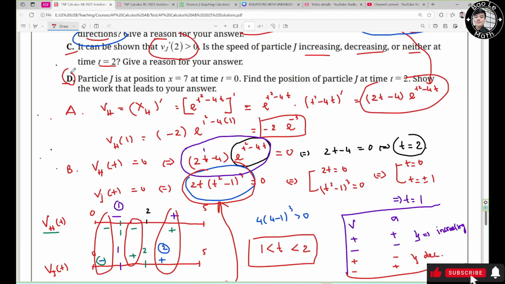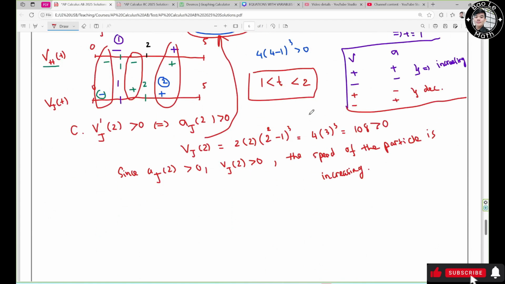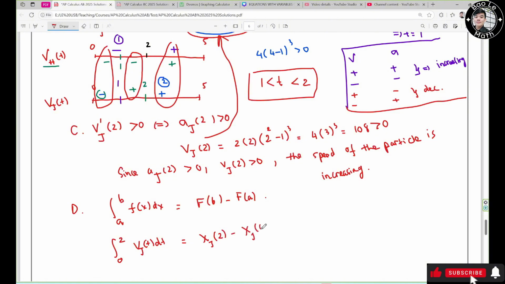Now let's move on to question D. The particle j is at position s equals 7 at time t equals 0. Find the position of the particle j at time t equals 2. Alright, so we need to use the fundamental theorem of calculus. We have the integral from a to b of f prime of s ds is going to be f of b minus f of a, right? Now in this situation, we have the integral from 0 to 2 of v j of t dt equals s j of 2 minus s j of 0, right?